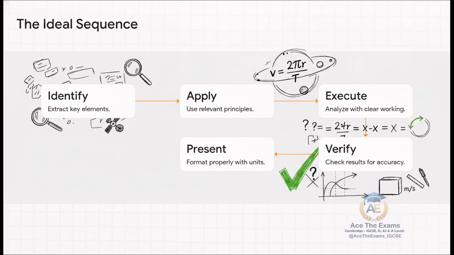Step 4, verify your results. Run that quick mental check for reasonableness and evaluate any alternative interpretations if necessary. Step 5, present in the appropriate format. Your final verified answer, crystal clear annotation, and the correct standard units. This standardized sequence is how you absolutely guarantee maximal method marks every single time.